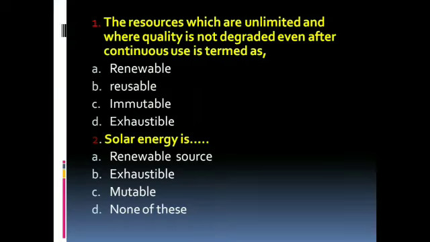Taking up the first question, the resources which are unlimited and where quality is not degraded even after continuous use is termed as, the options are renewable, reusable, immutable, exhaustible. So the right answer is renewable. Solar energy is, of course, a renewable source. Till the sun is existing in our solar system, the solar energy is available to us.